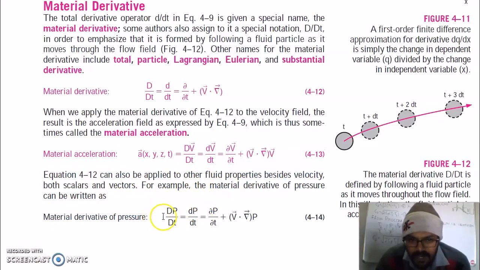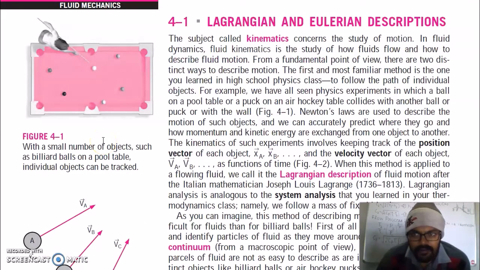This equation can be applied to pressure also. It will give the material derivative of pressure, which is DP by Dt, this equation. So this is about Lagrangian and Eulerian descriptions.